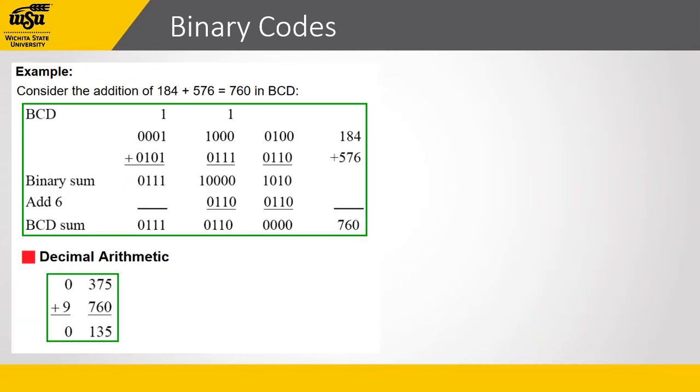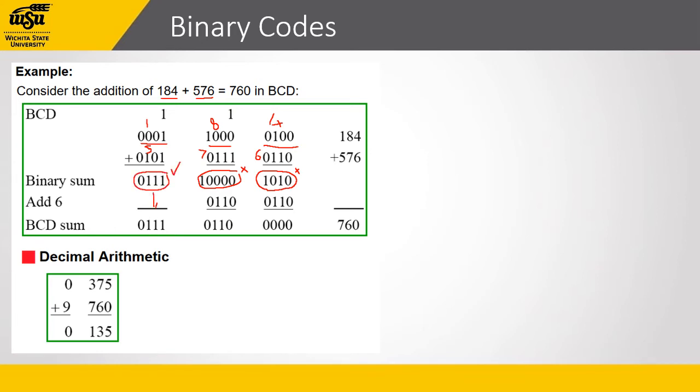Now we see this example, which is much more illustrative. We want to add 184 to 576. 184 added to 576: 6 and 4 is 10, which is not a valid BCD digit. 8 and 7, this one is also invalid, but only 1 and 5, which is equal to 6, is a valid BCD digit.